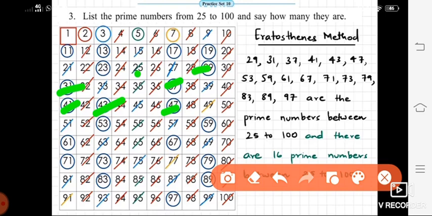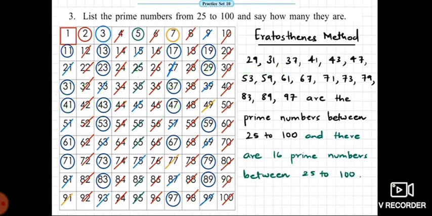The answer for this question will be 29, 31, 37, 41, 43, 47, 53, 59, 61, 67, 71, 73, 79, 83, 89, 97 are the prime numbers between 25 and 100. Now, the next question was how many they are. If you count, you will get that there are 16 prime numbers. So you'll write, there are 16 prime numbers between 25 and 100. So did you understand how to get the answer?